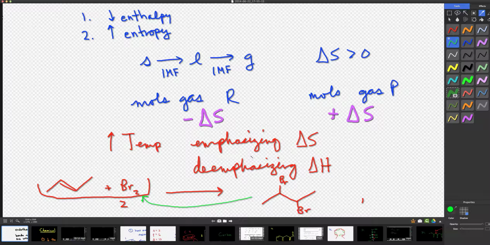Increasing the temperature is going to emphasize where delta S is going to be predominant. Entropy increases as I go from products to reactants. Energy decreases as I go from reactants to products. So if I lowered the temperature, it would favor the forward reaction, whereas if I raised the temperature, it would favor the reverse reaction.